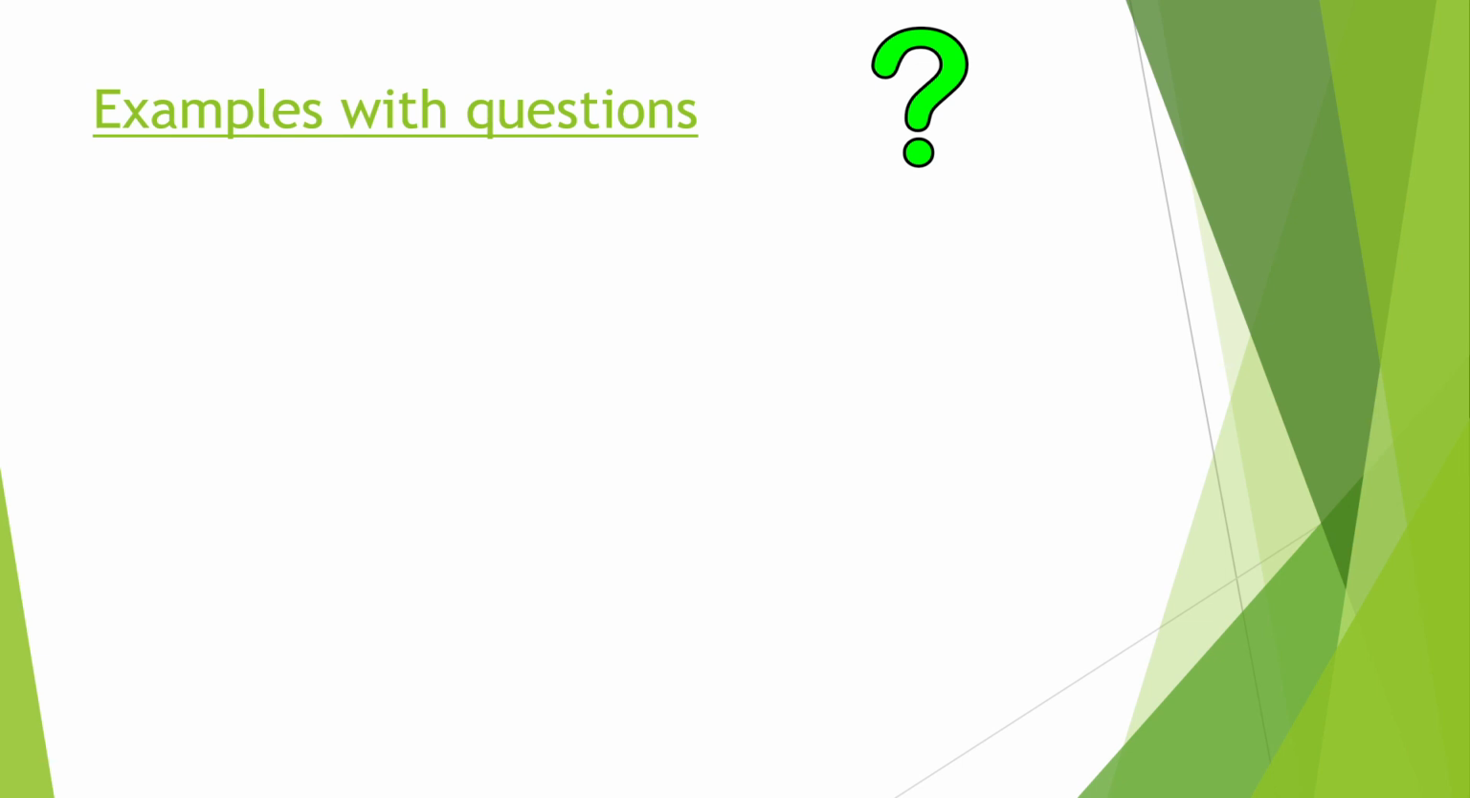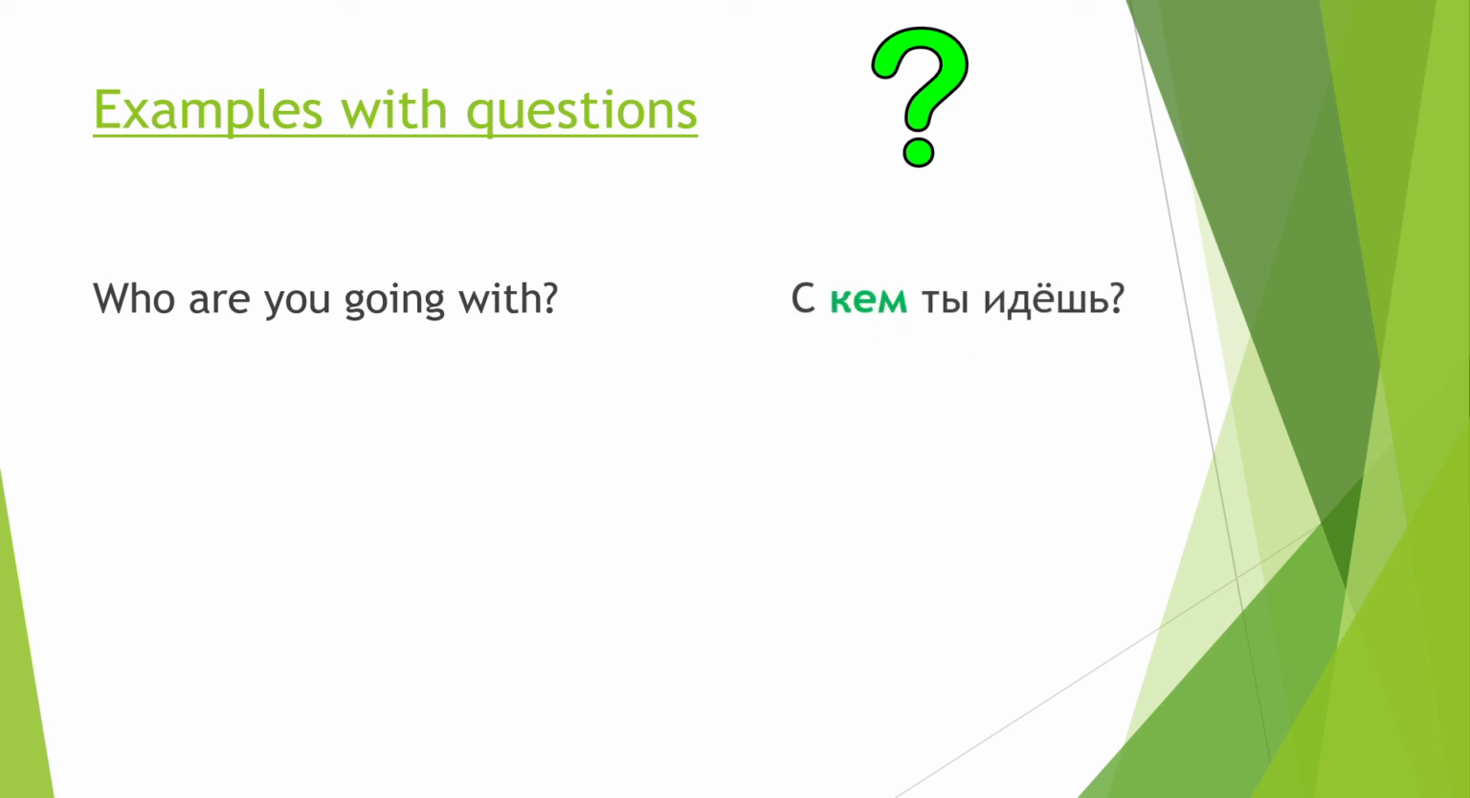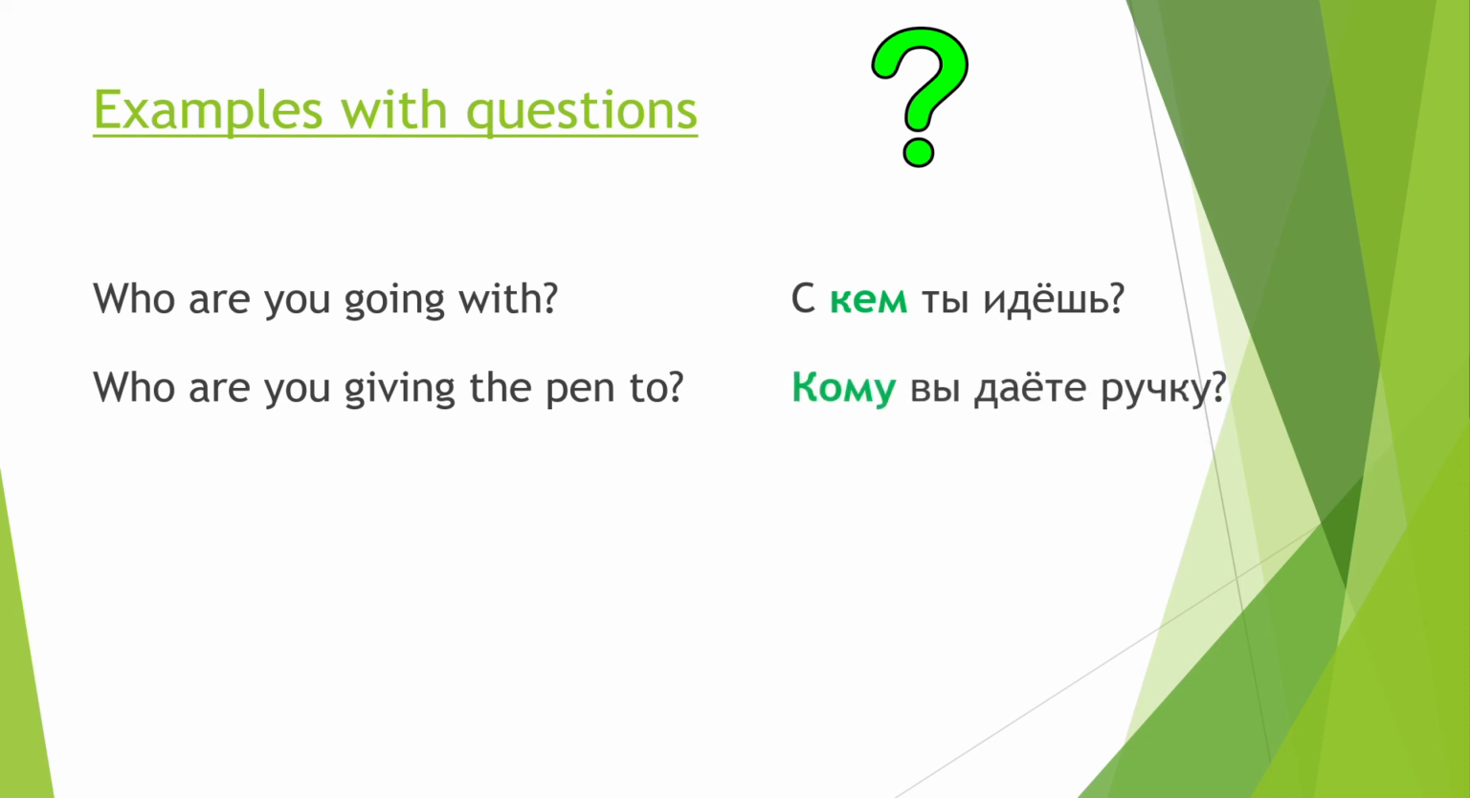So let's look at some examples of questions. Who are you going with? Okay, so it's not who, it's with who, or with whom. С кем ты идешь? Who are you giving the pen to? Okay, it's not who, it's to who, or to whom, I'm not sure. To whom, I think would be correct. So to whom are you giving the pen? Кому вы даете ручку?